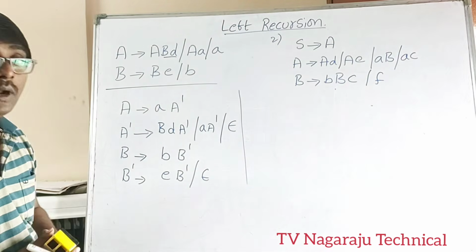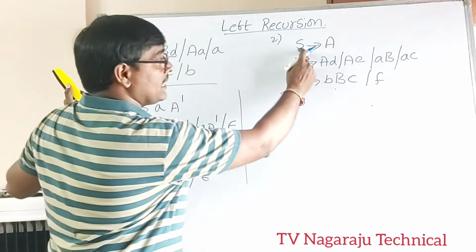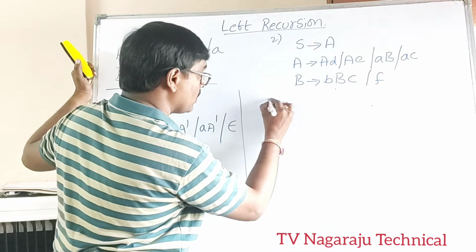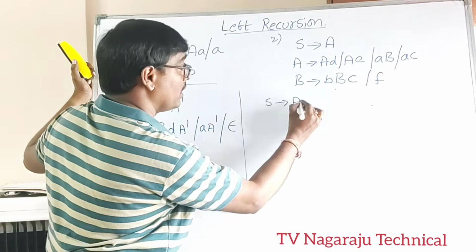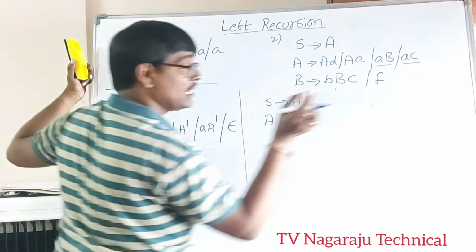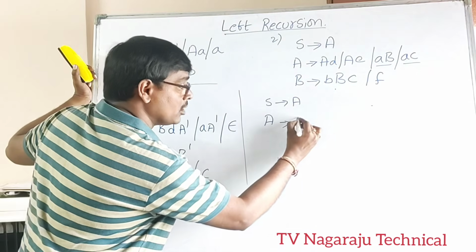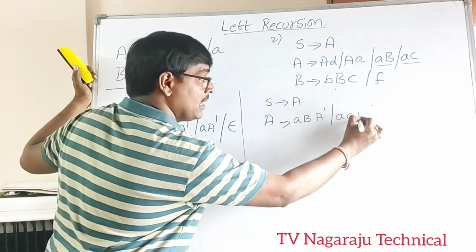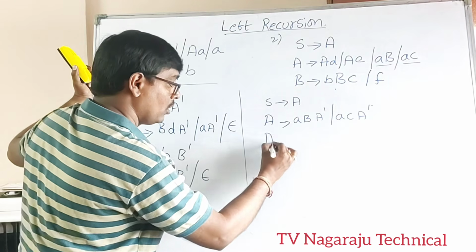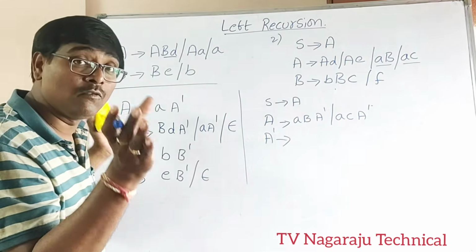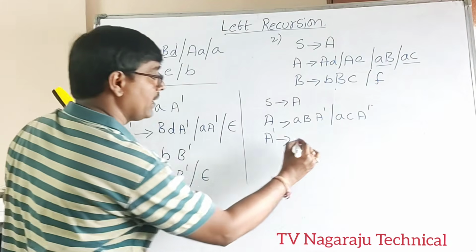Now consider one more example. Here S tends to A. There is no problem. If you consider this one now, S tends to A tends to, again observe, these two do not start with capital A. So AB A dash, AC A dash. Now A dash tends to, these two start with A, convert the left recursion into right recursion.